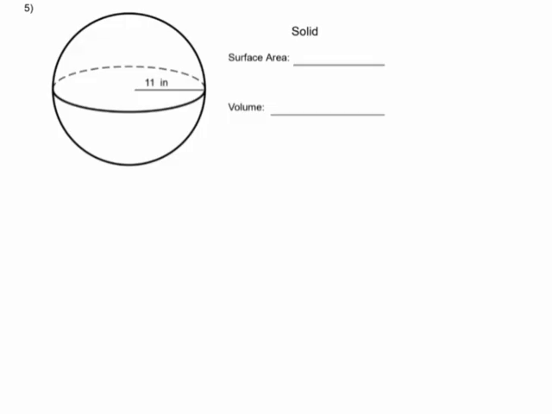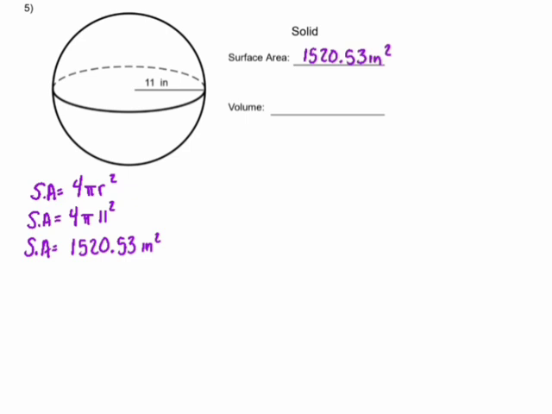Problem number 5, there are not a lot of questions. First, we're looking for surface area. The surface area of a sphere is 4 pi r squared. Since we know the radius is 11, we plug it in for r. Plug it into the calculator and we get 1,520.53 inches squared.